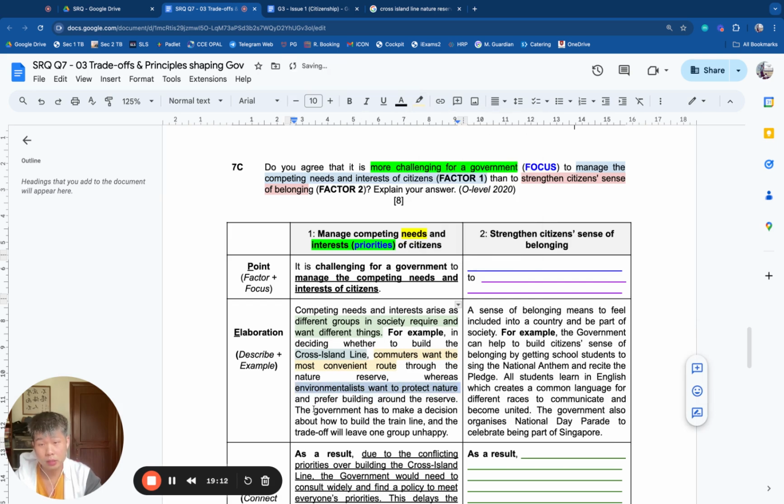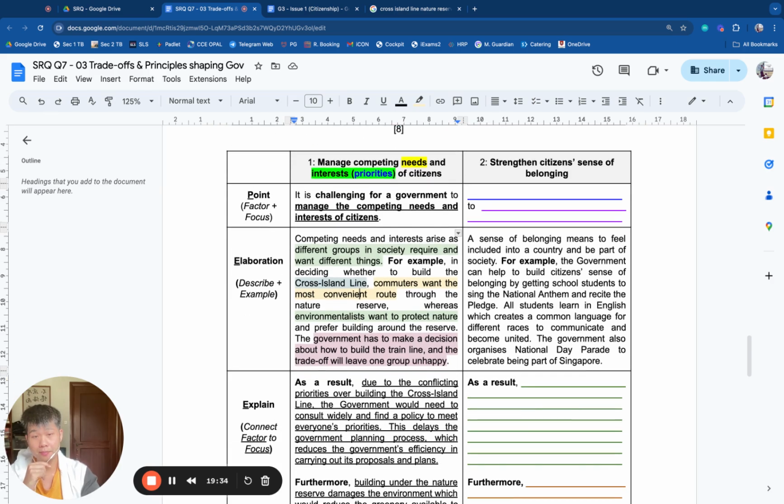And because the government has to make a decision, in the end, someone will be left unhappy. So commuters want convenience, environmentalists want nature, and the government has to decide. Either you go through or you go around. There's no two ways about it, and so some will be left unhappy. And can I invite you to highlight the information as you read it?